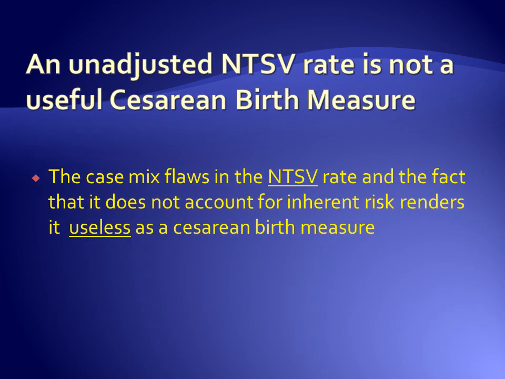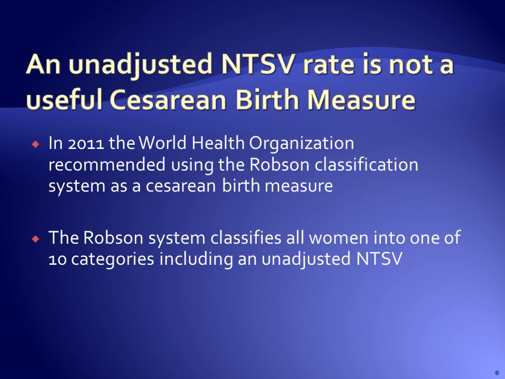The case mix flaws in the NTSV rate and the fact that it does not account for the inherent risk of the women that are giving birth renders it useless as a cesarean birth measure. In 2011, the World Health Organization recommended using the Robson classification system as a cesarean birth measure. The Robson system classifies all women into one of 10 categories, including an unadjusted NTSV category.